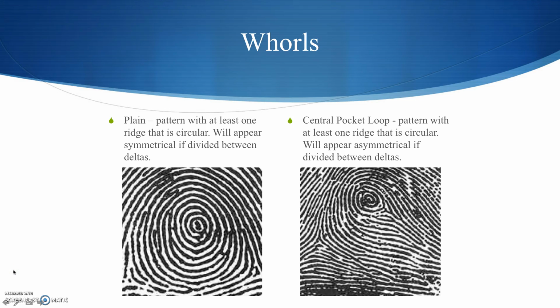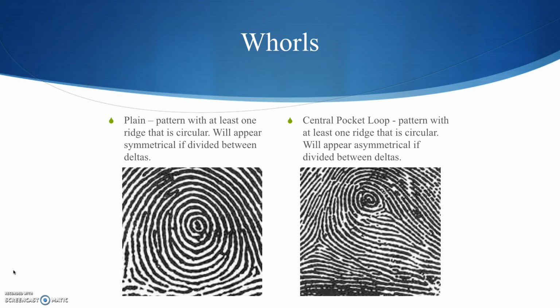Lastly, we will cover the whorl. Whorls are a type of print that has 2 deltas and at least 1 core. There are 4 different subclasses of whorls: plain, central pocket loop, double loop, and accidental. The plain whorl has at least 1 ridge that completes a circuit like a circle. It has 2 clearly defined deltas and only 1 core. It is very symmetrical.